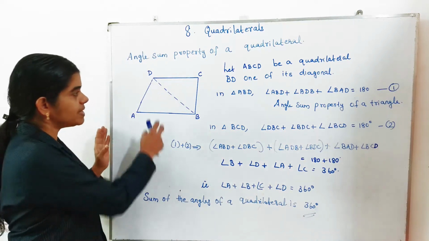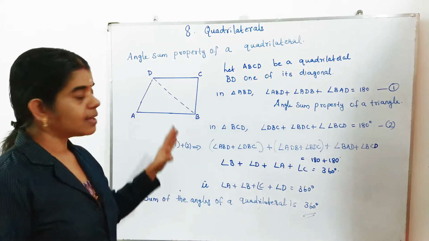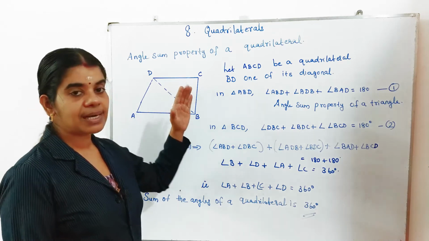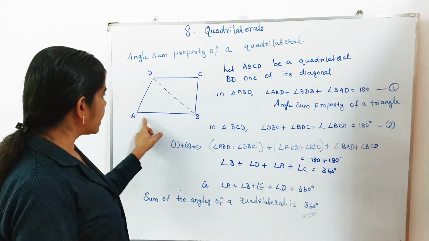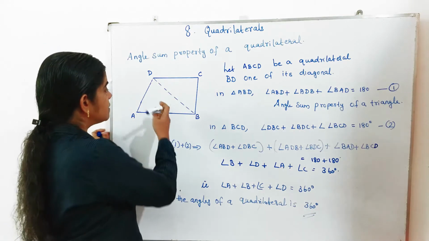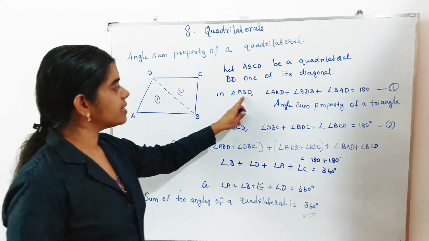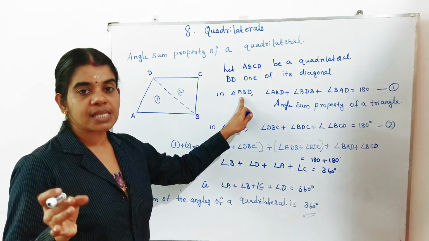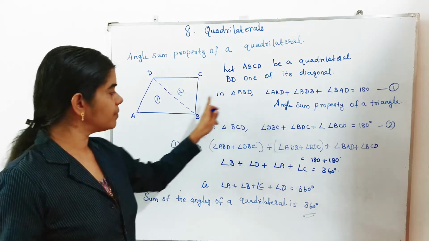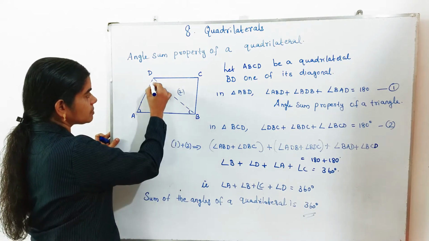For this, ABCD is a quadrilateral, BD is one of its diagonals. The diagonal divides that quadrilateral into two triangles. One triangle is ABD, another triangle is BCD. This is the first triangle and this is the second triangle. In triangle ABD, you know that the angle sum of a triangle is 180 degrees. In this triangle we are marking these three angles.